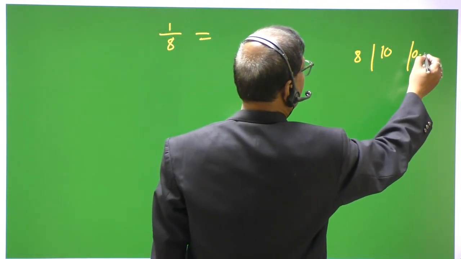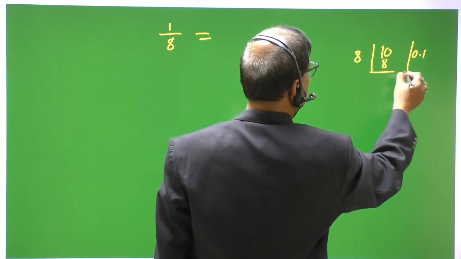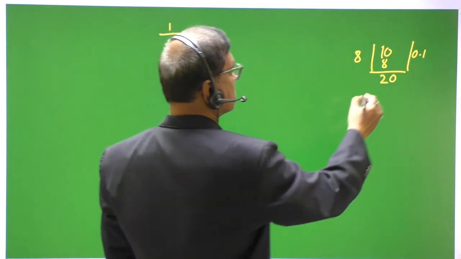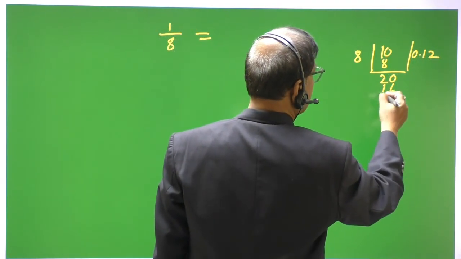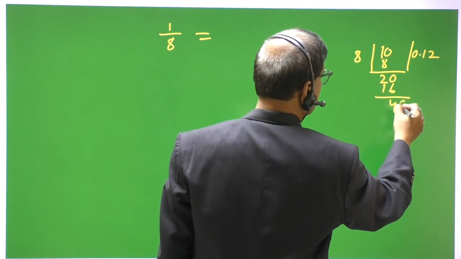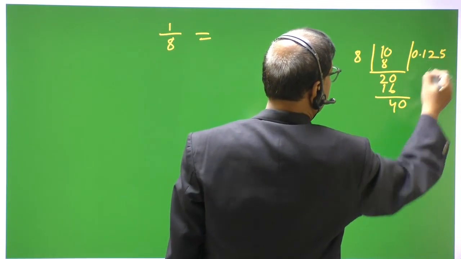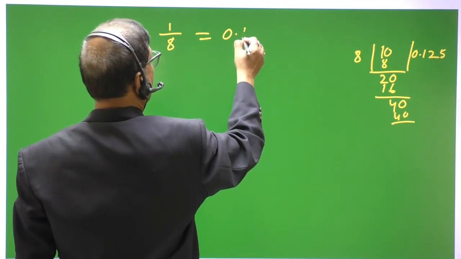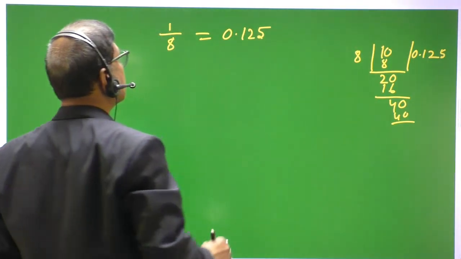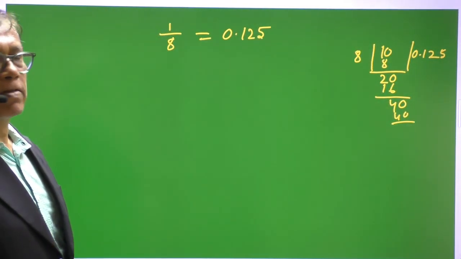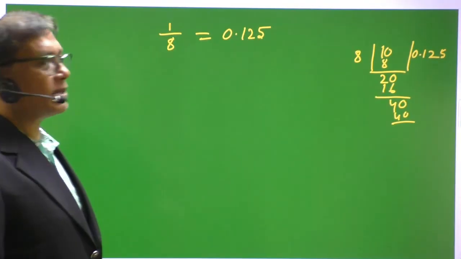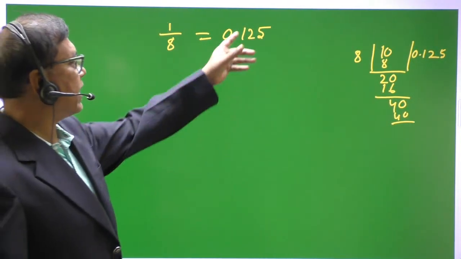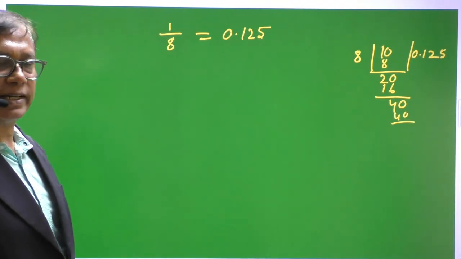Now 1. So 2. Now 20. That means 2, 16, 4, then 0 and 5. So 0.125. Is it clear? So 0.125 is the decimal form, and it is obviously a terminating decimal because it ends at 5. Is it clear?